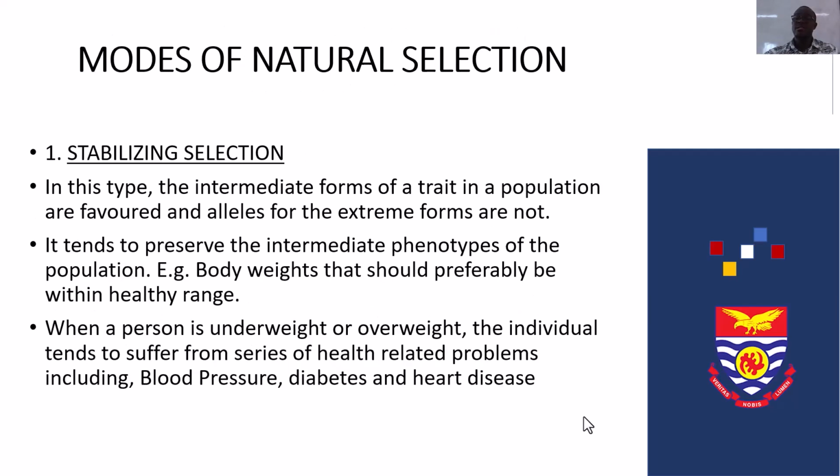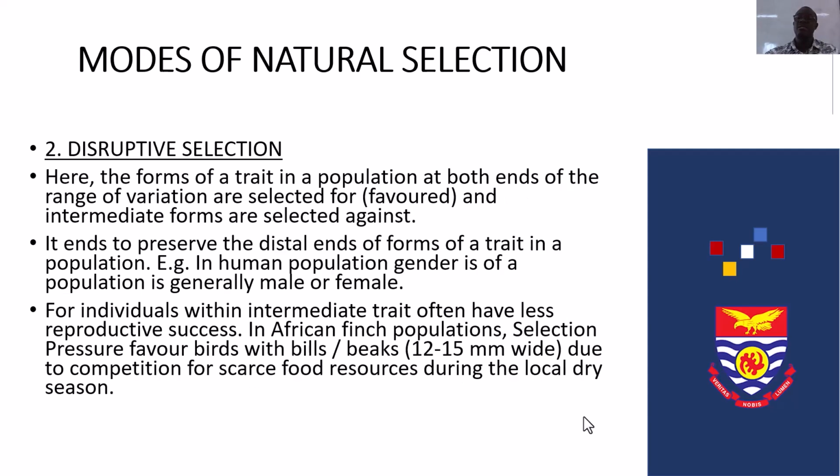Stabilizing selection. In this type, the intermediate forms of a trait in a population are favored, and alleles for the extreme forms are not. It tends to preserve the intermediate phenotypes of the population. Example: body weights should preferably be within a healthy range. When a person is underweight or overweight, the individual tends to suffer from a series of health-related problems, including blood pressure, diabetes, and heart disease.